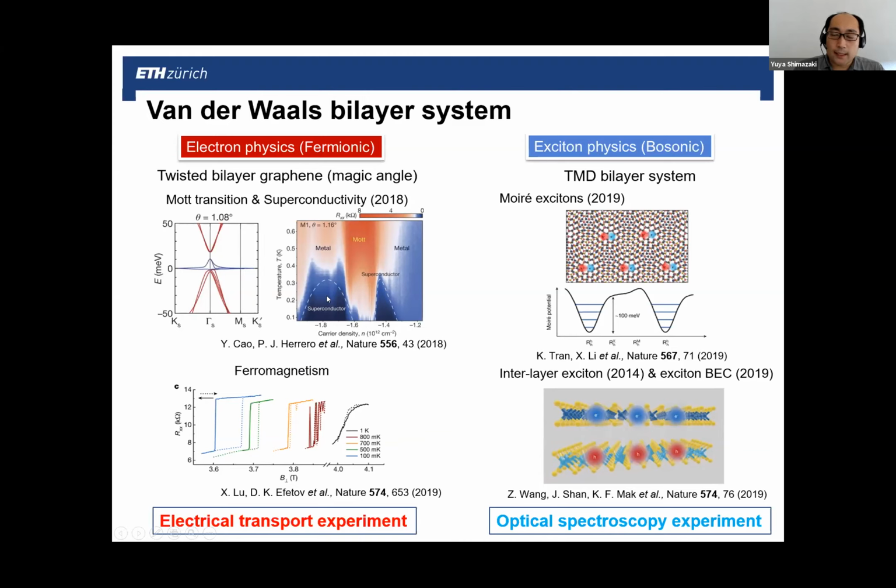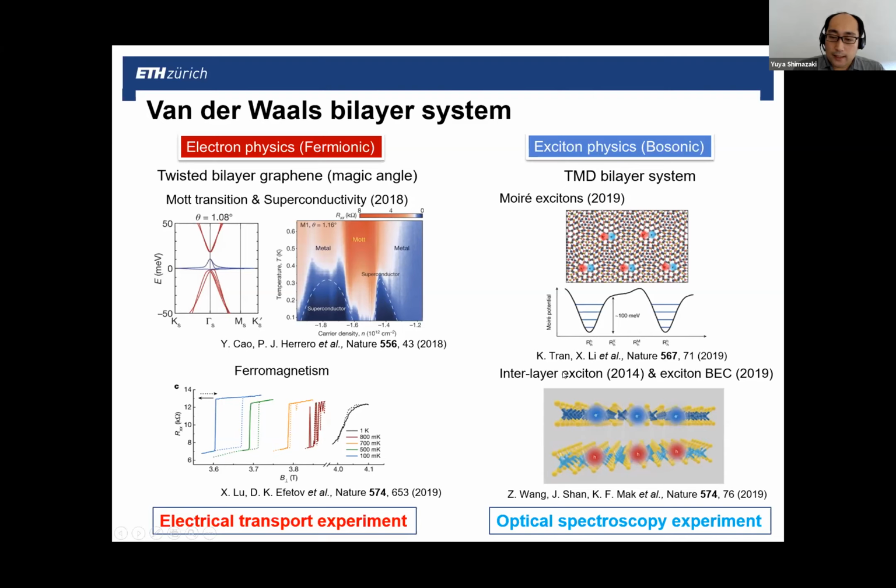On the other hand, in this kind of van der Waals bilayer system, exciton physics has also been intensively studied. In TMD bilayer systems, Moire excitons were reported in 2019 by several groups. This is a picture from one of the papers. In this Moire lattice, excitons are trapped on each site like this, and their energy levels are quantized. The interlayer exciton has also been studied a lot.